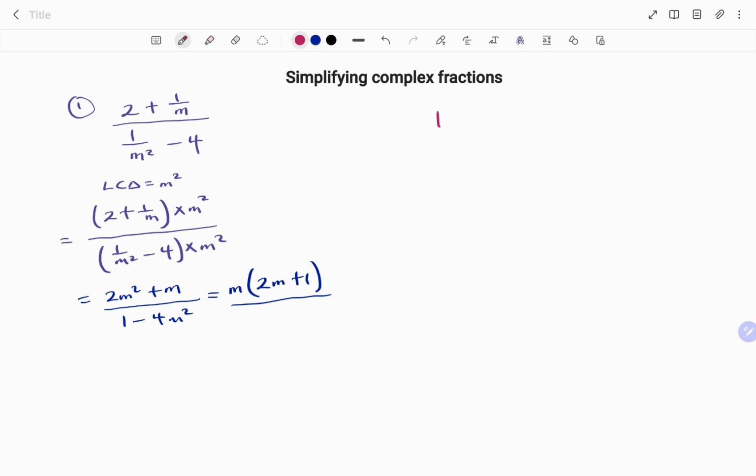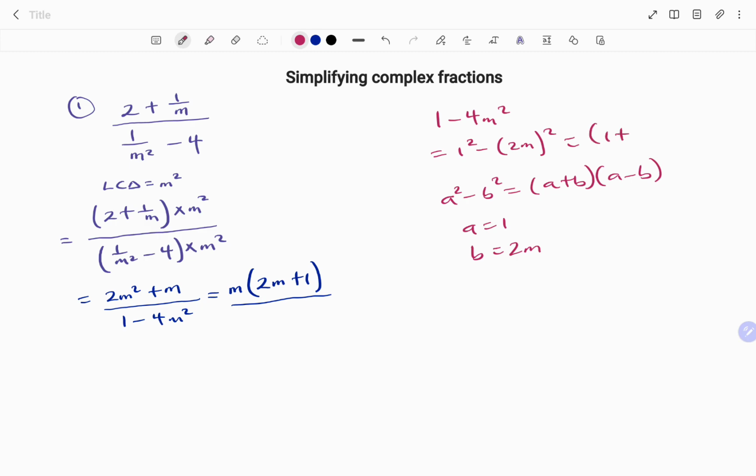1 minus 4m squared, for my denominator, is the same as 1 squared minus (2m) all squared. Difference of two squares says a squared minus b squared. If I factorize, it's going to give me (a plus b)(a minus b). So in this question, my a is 1 and my b is 2m. So if I rewrite that, that would be (1 plus 2m)(1 minus 2m). And I know that by the commutative property for addition, a plus b equals b plus a. So 2m plus 1 is the same as 1 plus 2m.